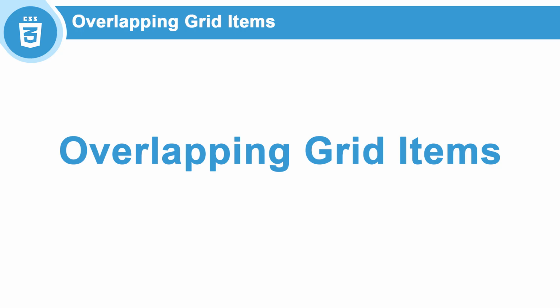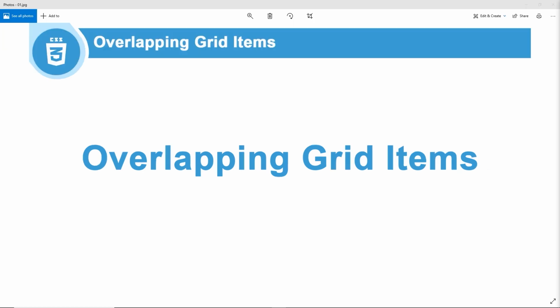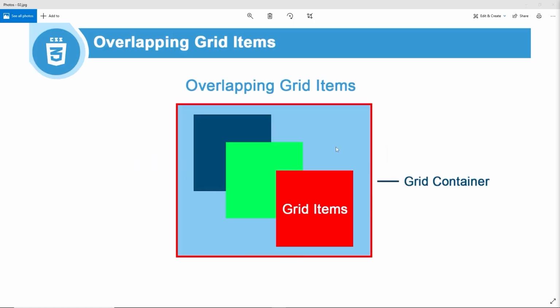So this is the last tutorial related to CSS Grid, where we are going to learn overlapping grid items. So let's see what that is. Here you can see a grid container, and inside this grid container we have a total of 3 grid items. And as you can see, items are overlapping each other, and we call it overlapping grid items. And now you want the green one to come first, something like that. So let's see how we can create overlapping grid items.